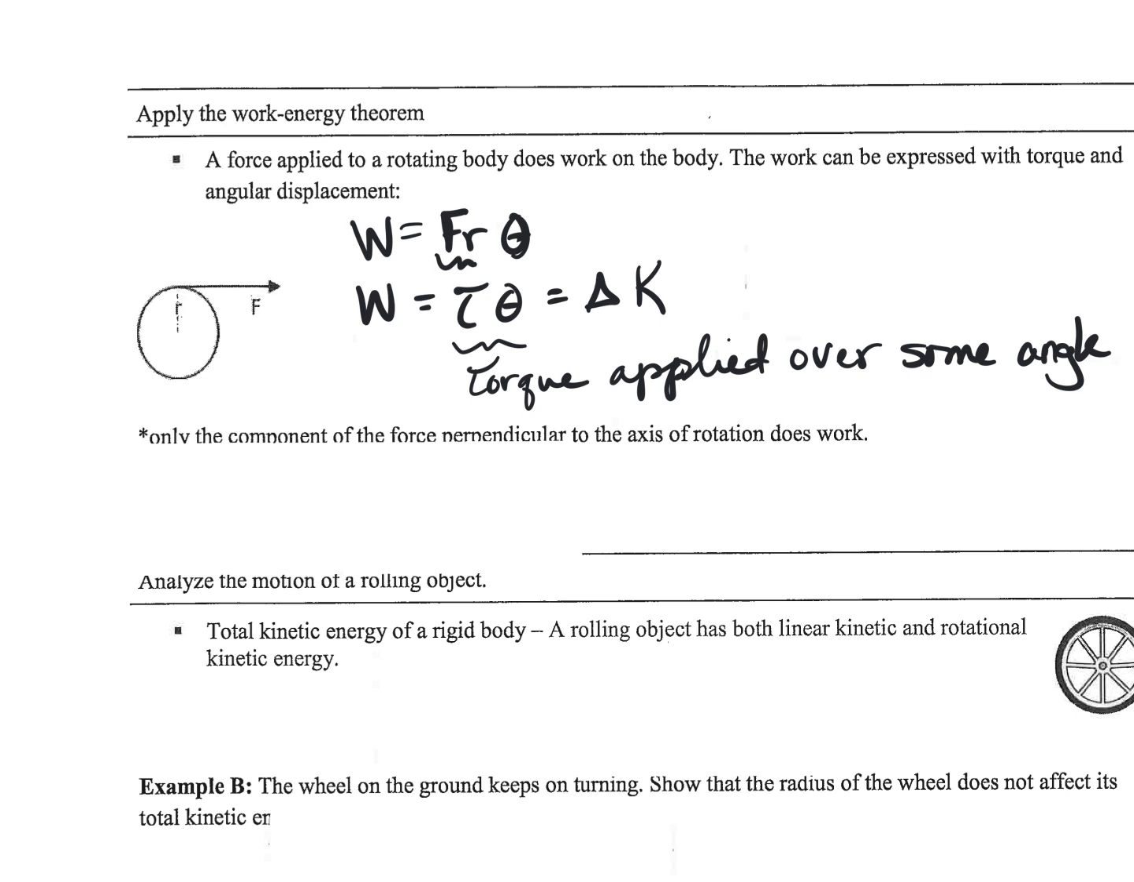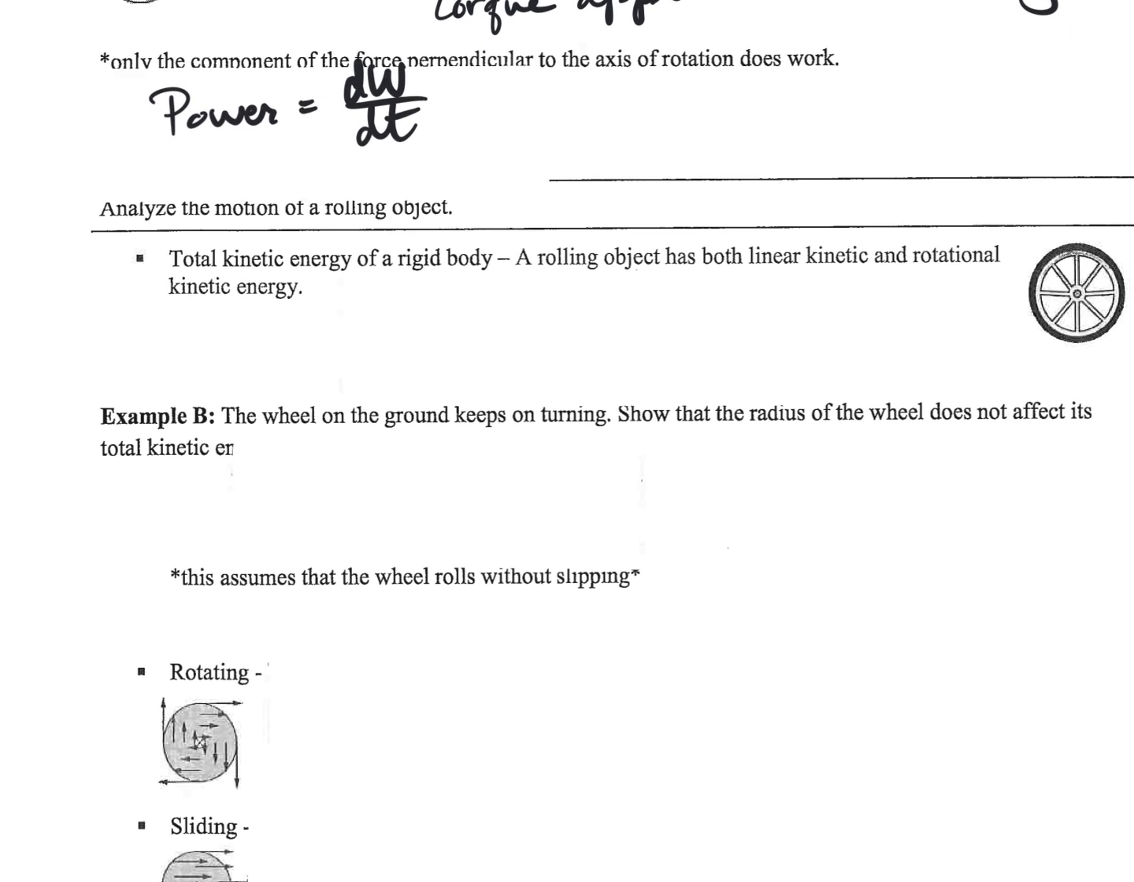All right, so what is power? Work over time. Power is dW/dt, right? Now, total kinetic energy. Remember what we said. Total kinetic energy is going to be what? K rotational plus K translational. So it becomes 1/2 I omega squared plus 1/2 mv squared. Okay?